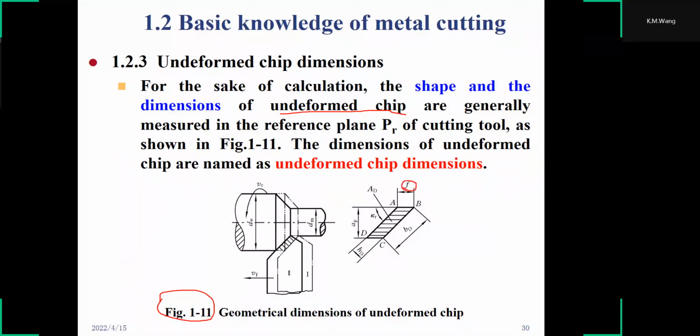Okay, this is a feed direction. This is BD. BD is the width measured parallel to the cutting surface. And the HD is this. This is measured perpendicular to the cutting surface.